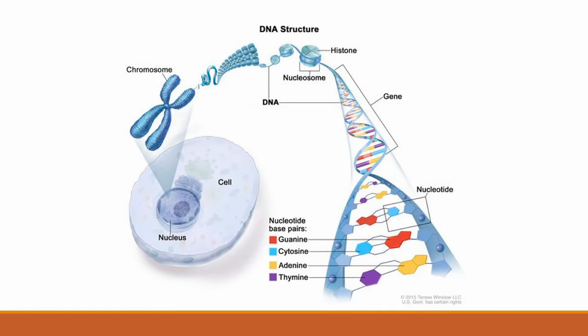Now to put this into context, we started with nucleotides, which are the building blocks of DNA. A section of DNA such as this, which codes for a protein, is called a gene. Then the DNA is coiled around histones, which are a type of protein. Then histones with the DNA attached eventually condense into chromosomes. And these chromosomes are stored in the nuclei of our cells.